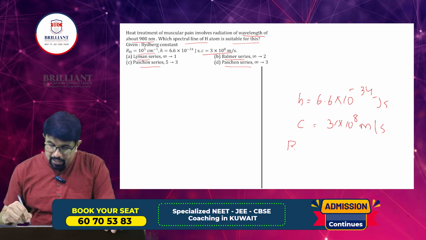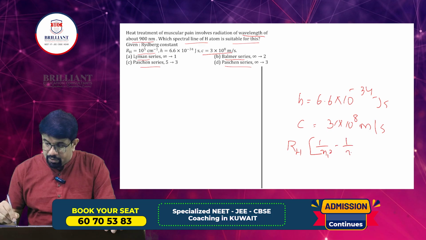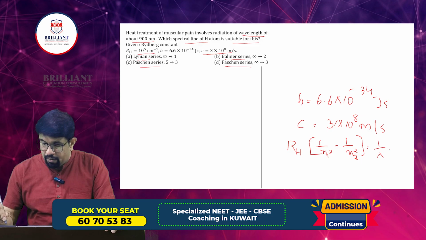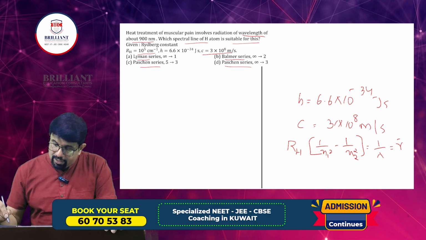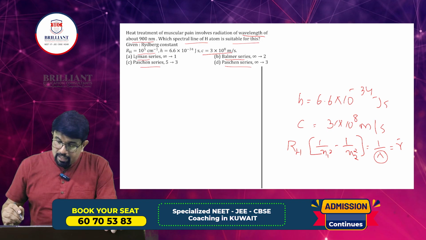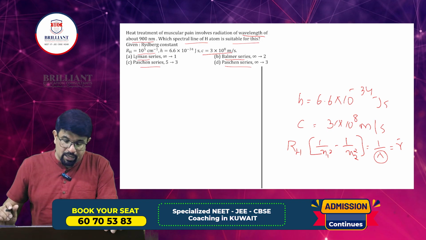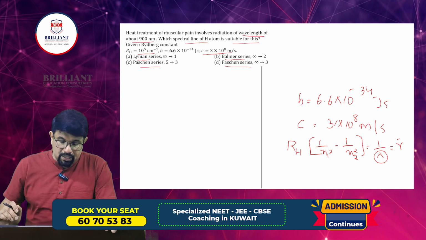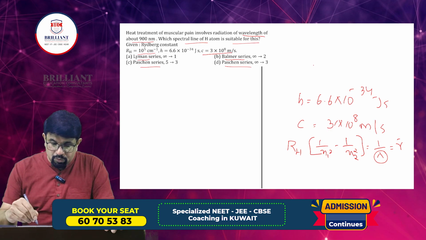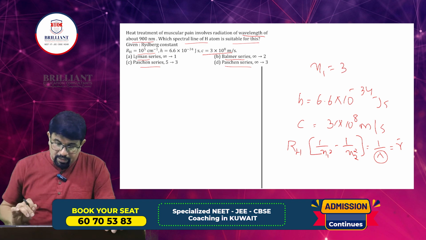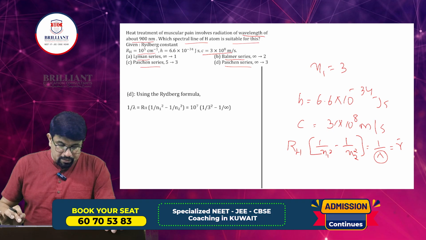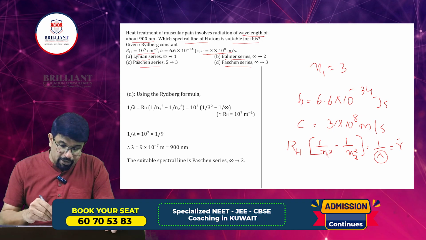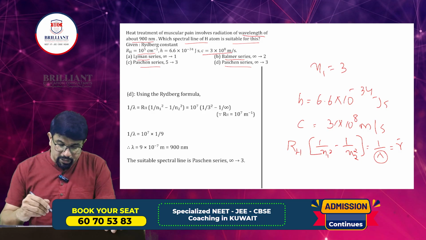Rydberg equation, right? RH into 1 by n1 square minus 1 by n2 square is actually equal to 1 by lambda, or nu bar. Here the wavelength is 900 nanometer, which we have to find. Then which transition may it be? See, if n1 is equal to 3, it may be 9, right? Then infinity. That's why which equation can we take here? That is the transition from Paschen series, infinity to 3, right?